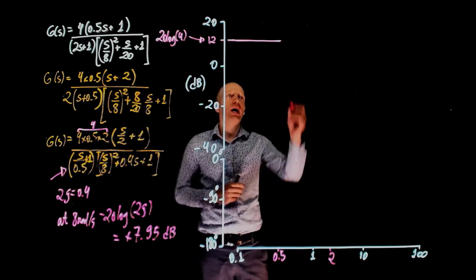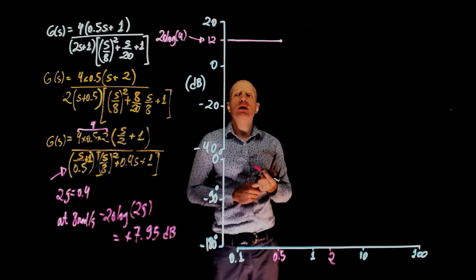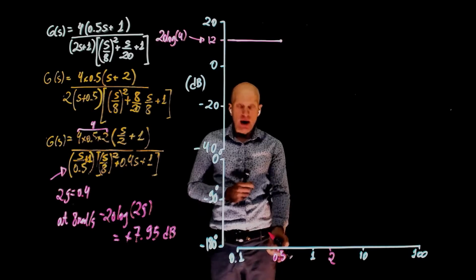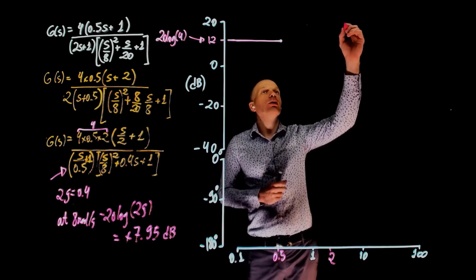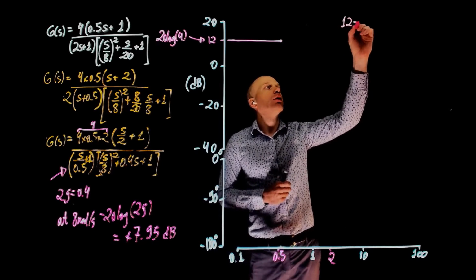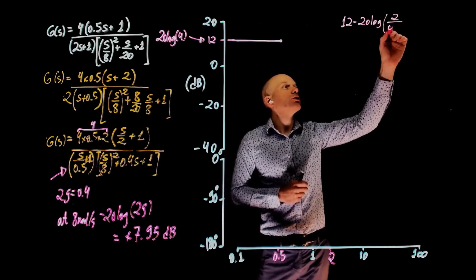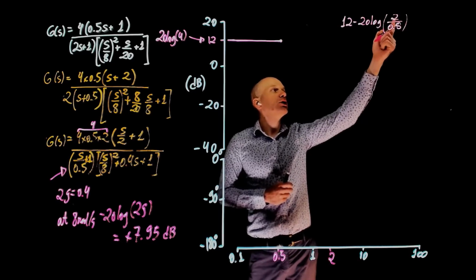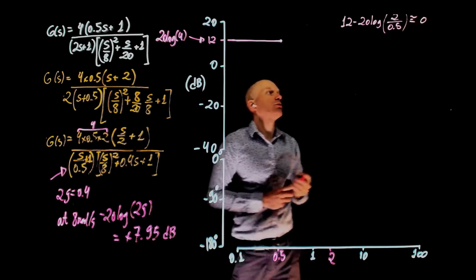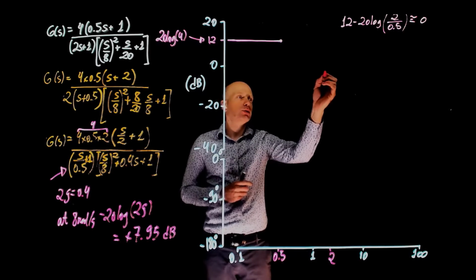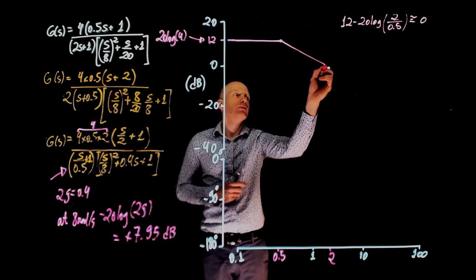What is the magnitude at 2? We know that from 0.5 to 2, we should follow a slope of negative 20 decibels per decade. At 0.5, we are at 12. And at 2, we will be at 12 minus 20 log of 2 over 0.5, the destination frequency and the current frequency. And this is approximately 0. So at 2, we should be at around 0 decibels.